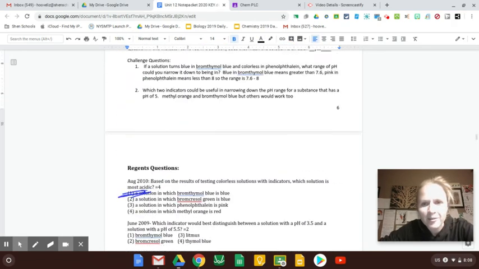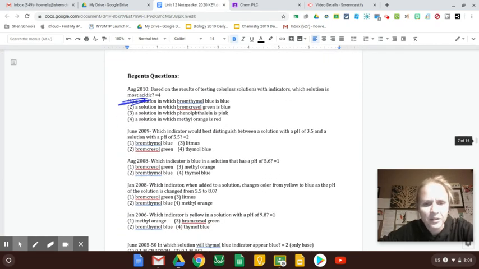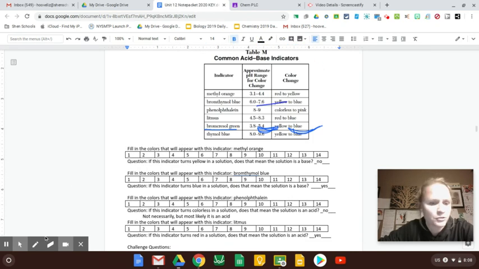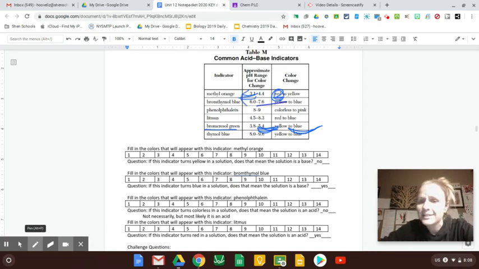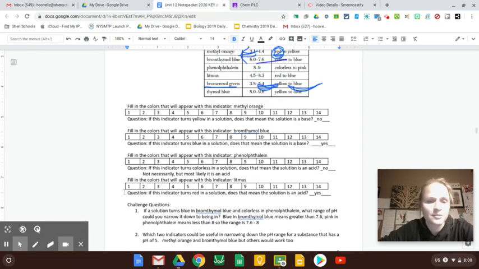Phenolphthalein is pink. I remember from the last one that was base, so I'm not even going to look. Methyl orange is red. So let's see. When is methyl orange red? So again, first number, first color. So it's red, first color, 3.1 and down. That's a nice strong acid. So that is my answer.